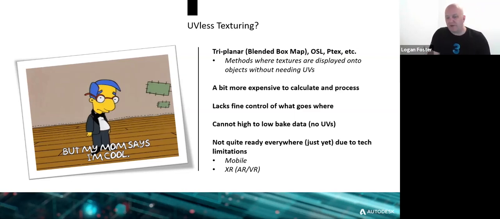And we're also seeing that UV-less texturing isn't quite ready yet for things like mobile and XR applications. This is due partly to how the rendering engines are, in that they're using a forward rendering mode as opposed to a deferred rendering mode that we see in modern PC and console titles.